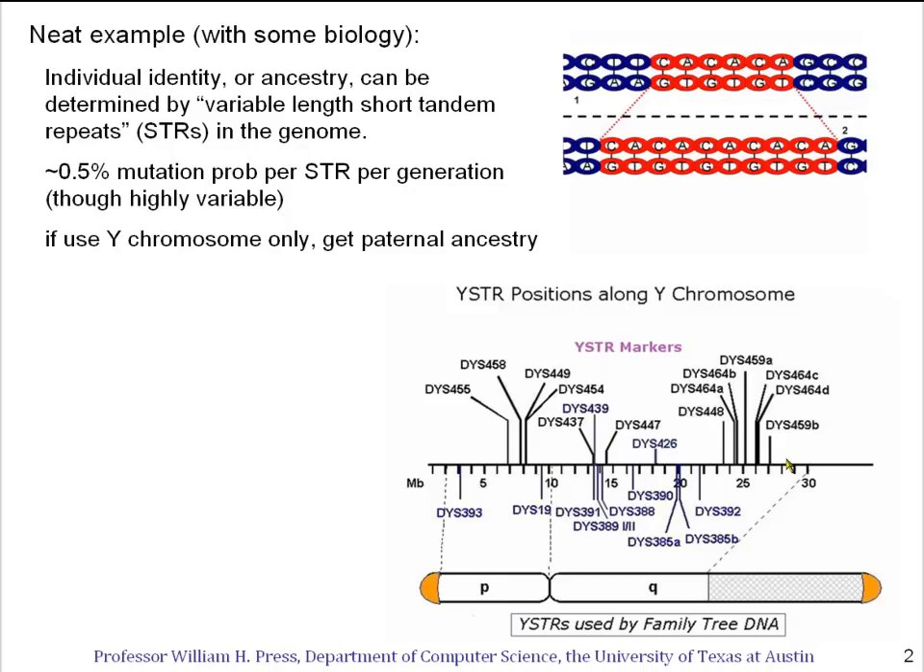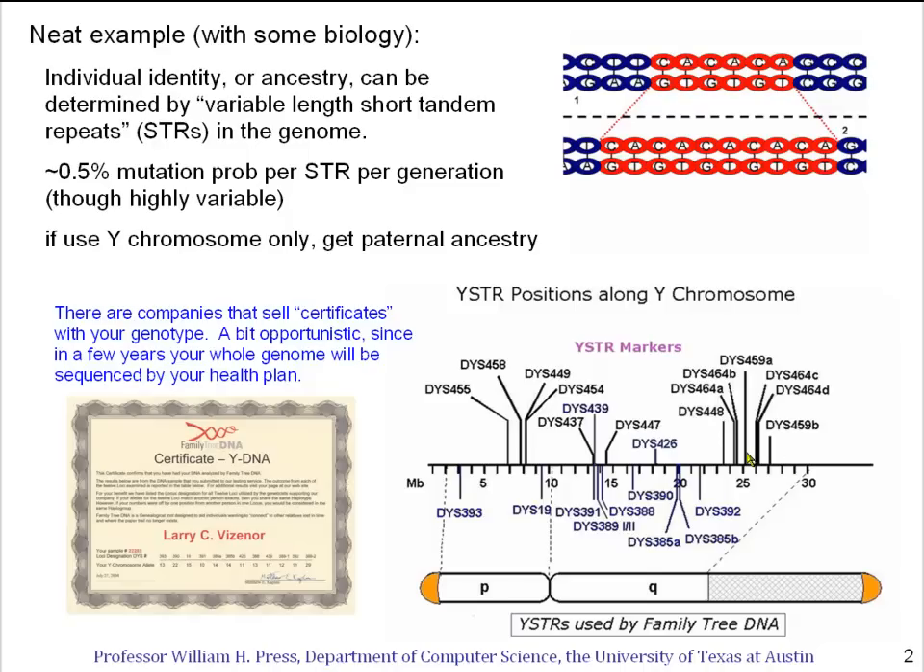This map comes from a company called Family Tree DNA, and they're actually in the business of measuring your DNA to figure out who your ancestors or relatives are. You spit in a little vial and send it in, and they send you back a nice certificate like this one that seems to belong to someone named Larry C. Visner. I hope he gave permission for them to show his certificate on their website. This seems a little bit opportunistic, because in just a few years you won't have to pay for a certificate like this unless you want a fancy looking one, because your whole genome will be sequenced by your health plan and will be some information that you basically own.